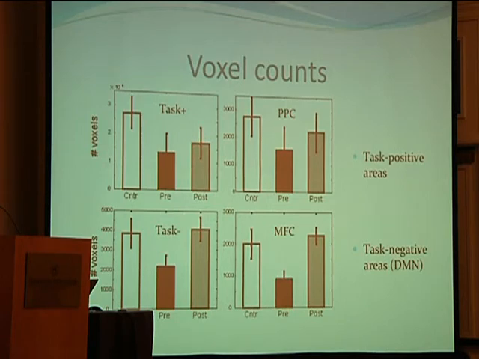But if we look at the task negative, the blue voxels, we can see that, first, there are fewer voxels in MS patients, but the count comes back to normal after the procedure. And these are just examples of individual areas. This is the cerebral cortex, and this is the medial frontal cortex. You can see significant effects.